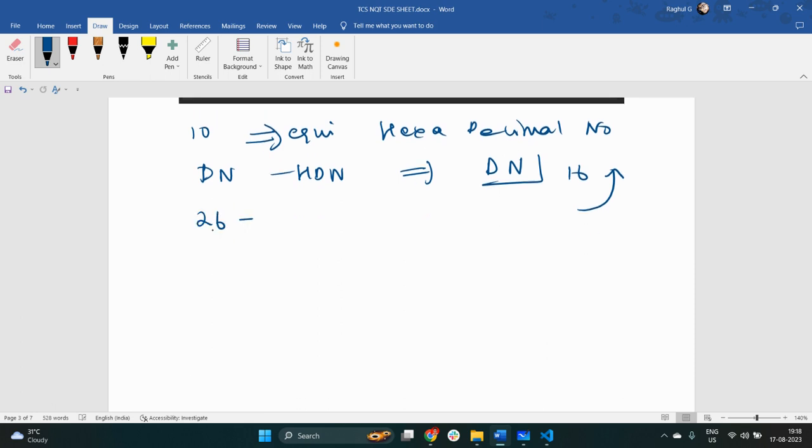Let's take the same example, 26. I'm going to divide 26 by 16. If I divide 26 by 16, 16 one time is 16, and I get the remainder 10. Am I right? So 16 one time is 16, the remainder is 10, and the remaining part I can't divide further. If I take the remainders from the downward direction, the equivalent number for 26 in base 16 is going to be 1 and 10 in base 10.